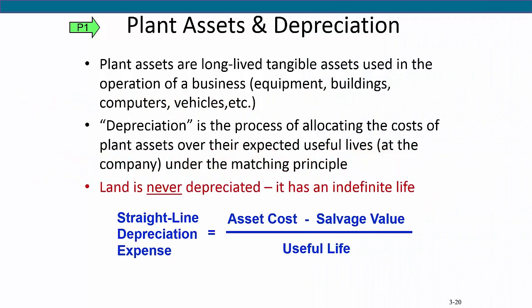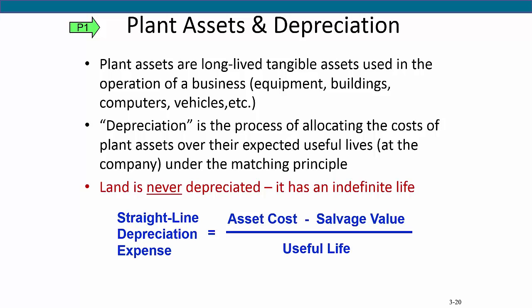A special category of prepaid expenses are called plant assets, and they refer to long-term, tangible, meaning you can touch them, assets used to produce and sell products and services. Plant assets are expected to provide benefits for more than 1 year. Good examples of plant assets are buildings, machines, vehicles, and fixtures.